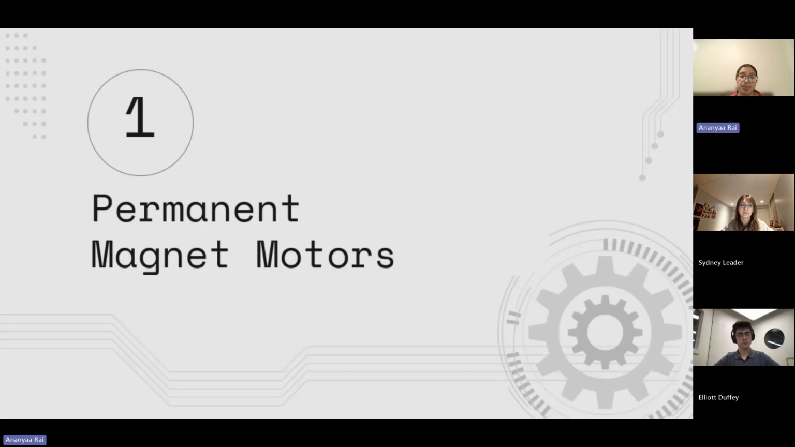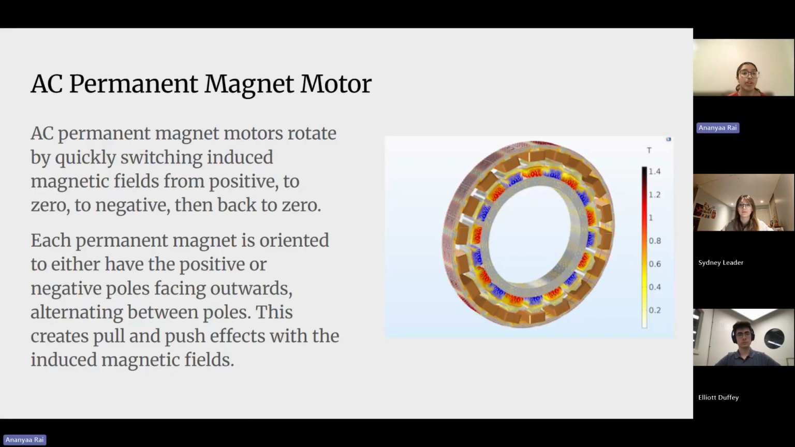Now, looking specifically at the permanent magnet motors, our model is an AC permanent magnet motor that rotates by quickly switching induced magnetic fields from positive to zero to negative and back to zero. Each permanent magnet is oriented to either have a positive or a negative pole facing outwards, alternating between the poles. This creates a push-pull effect, which then creates the induced magnetic field that we're hoping for.